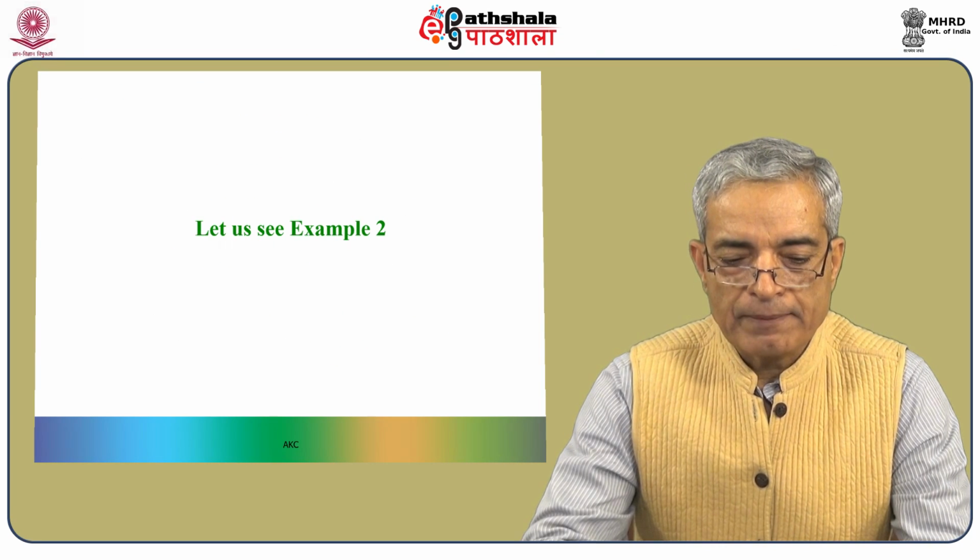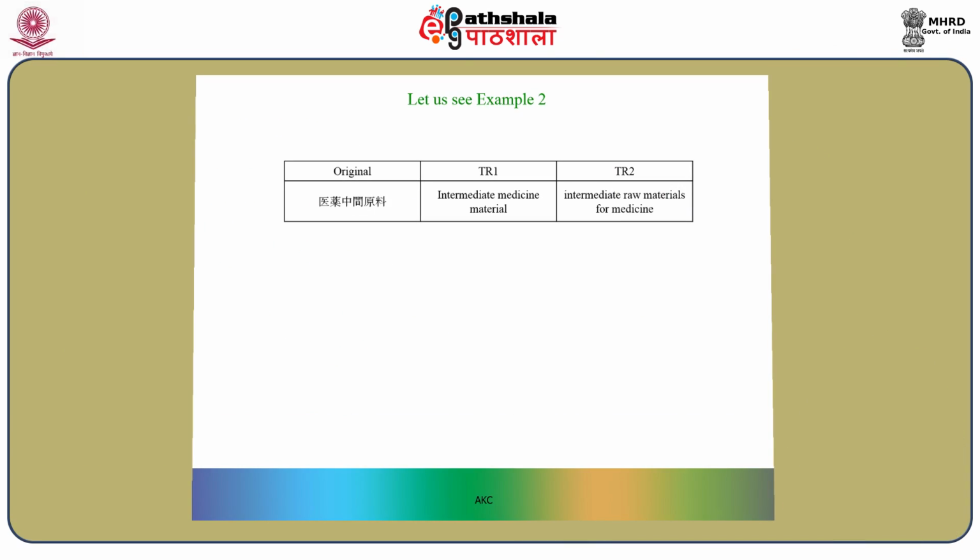Let's see another example. This is Iyaku, then Chukan, Genryo, and the first translation was intermediate medicine material. If you see carefully, we'll see it further in detail, but if you say intermediate medicine material, at least there are 3 elements. And the translation 2 is intermediate raw materials for medicine. Somewhat explanatory. The number of words is much more than the number of words in the original. In fact, this is what indicates to you that in the original there are 3 elements. In the final there are more than 3 elements.